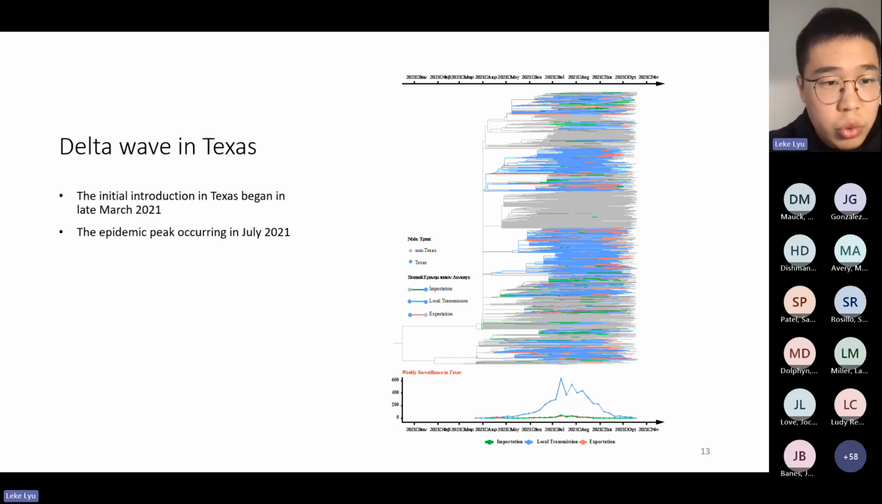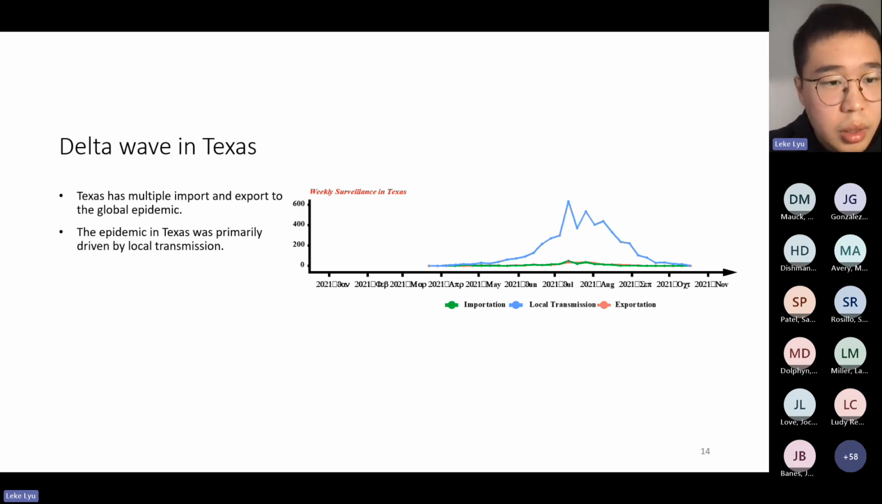We can know the initial introduction in Texas began in late March, which is about 2 weeks ahead of the first medical record. We can also find out the epidemic peak occurring around July 2021. Let's have a closer look at this trend. So we observe that Texas has multiple imports and exports to the global pandemic. And the epidemic in Texas was primarily driven by local transmission, which is the blue line here.